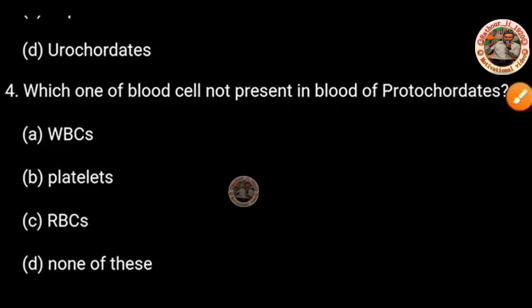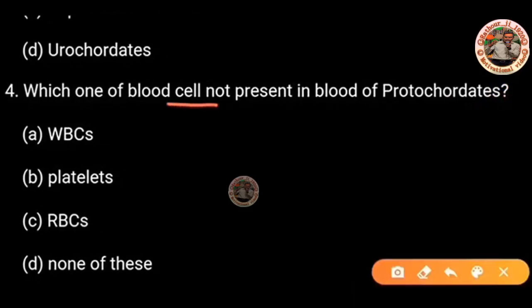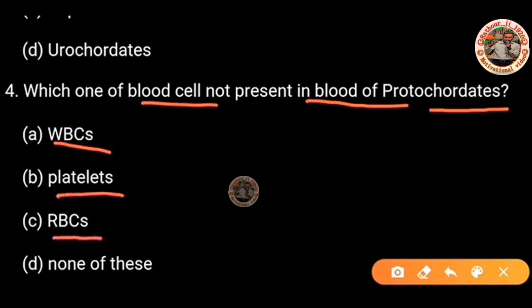Question 4. Which of the blood cell is not present in the blood of protochordates? Option A, white blood cells are absent. Option B, platelets are absent. Option C, red blood cells are absent. Option D, none of these. So the correct answer is option C, red blood cells.